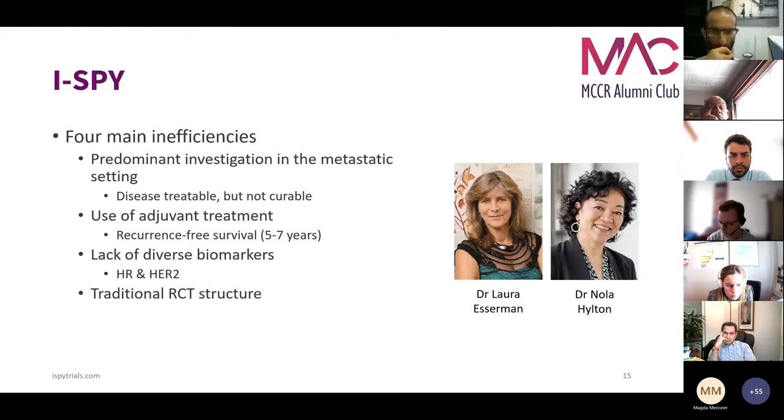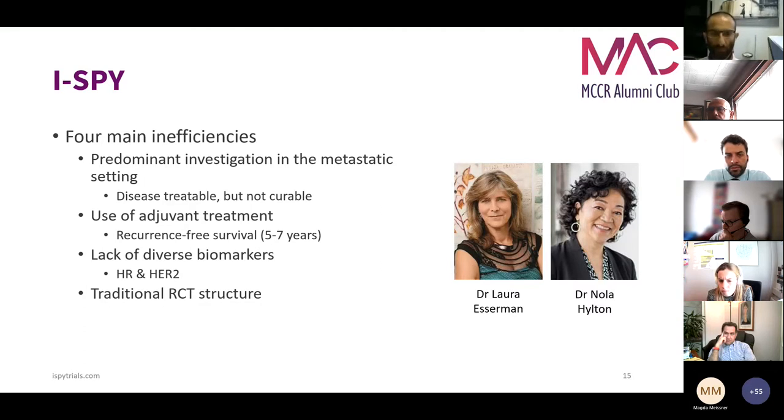They found four main inefficiencies in the way randomized clinical trials were conducted. Mainly, they were focusing on metastatic patients, which we know the disease is treatable but not curable as of today. They were limited to use of adjuvant treatment. Therefore, you have to wait for the recurrence-free survival, which adds 5 to 7 years to your waiting period to analyze a trial. And there were not too many biomarkers analyzed.